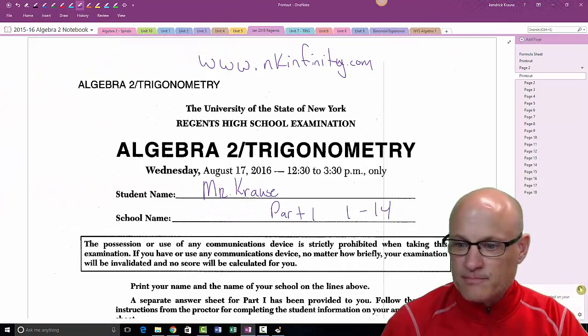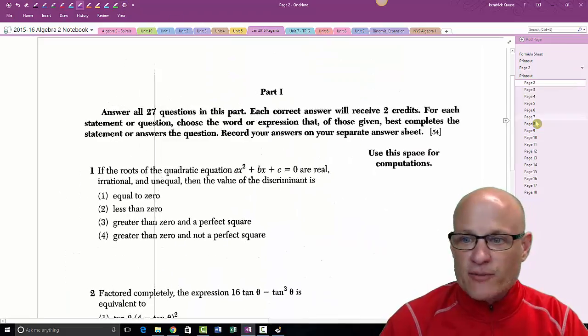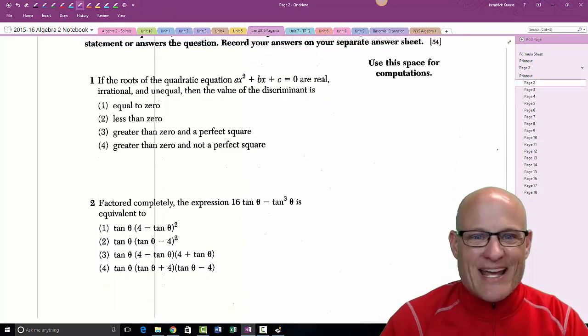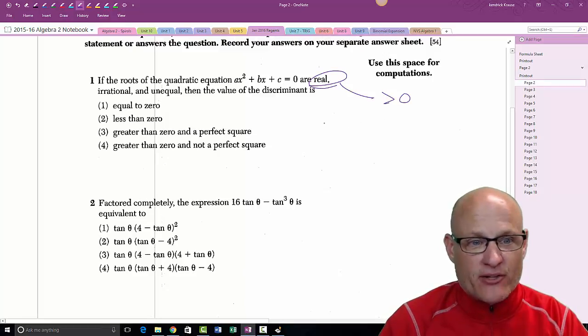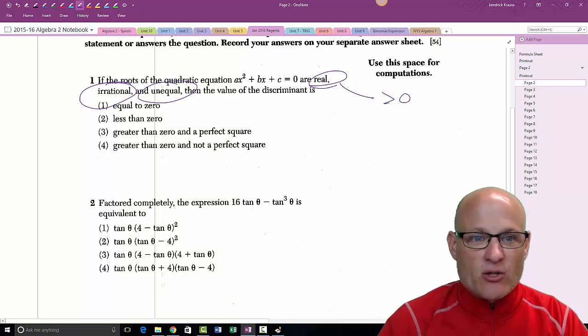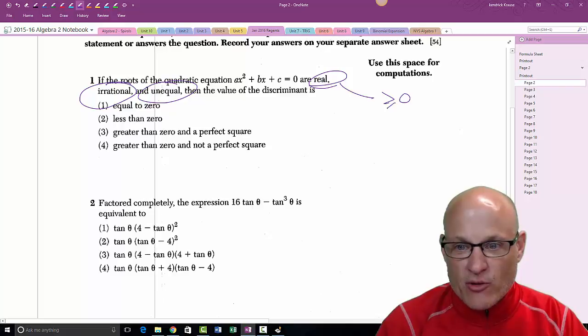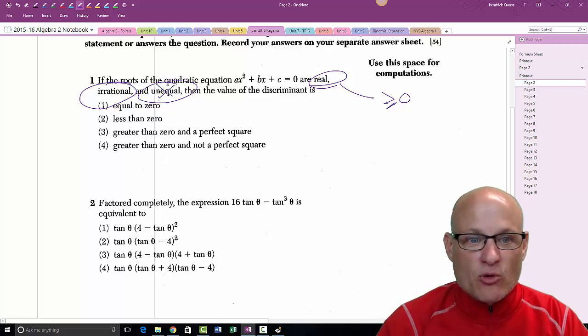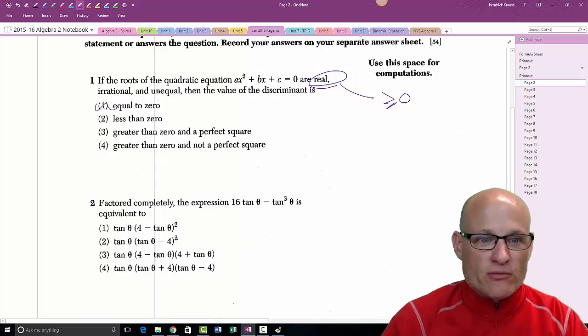Problem number 1. The roots of the quadratic ax squared plus bx plus c are real. Real means the discriminant is greater than or equal to 0. Irrational and unequal. Because it's unequal, it can't equal 0. So we know it can't be equal to 0.